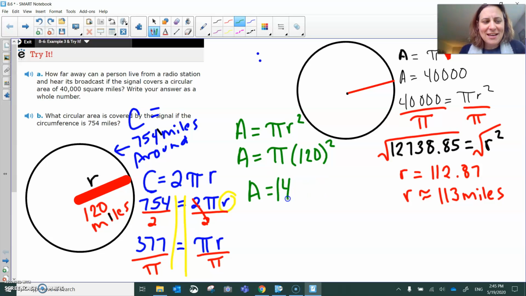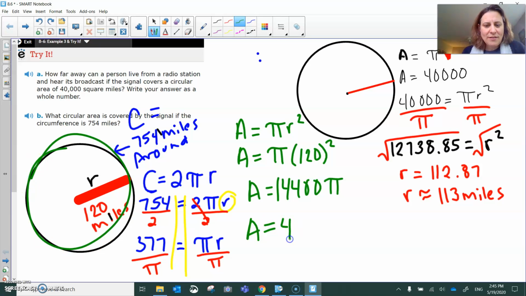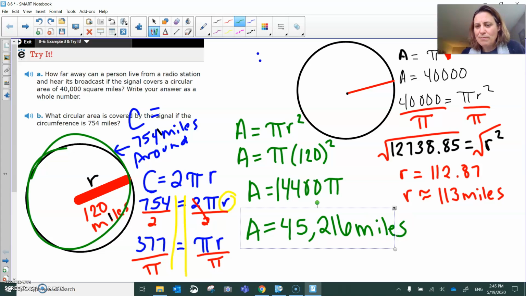Okay, 14,400, and then pi is still there. We haven't used it yet. So now if we multiply that by a little bit more than 3, we end up getting that the area of this circle is 45,216. The units are in miles, and the shape of those miles are squares. And that's the answer for the area of the other circle, which notice is about 5,200 square miles larger than the area of this one.